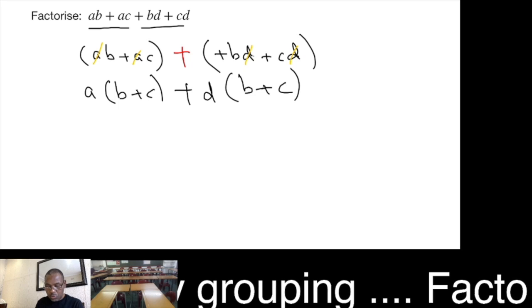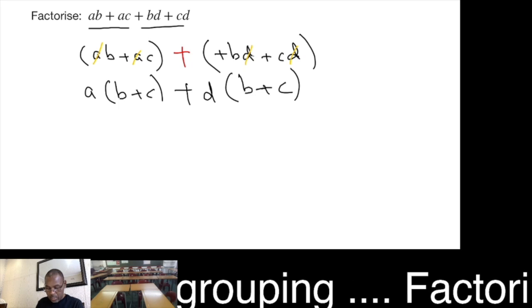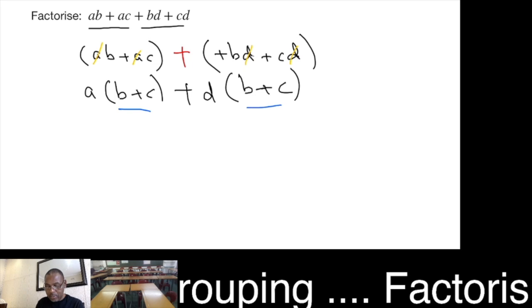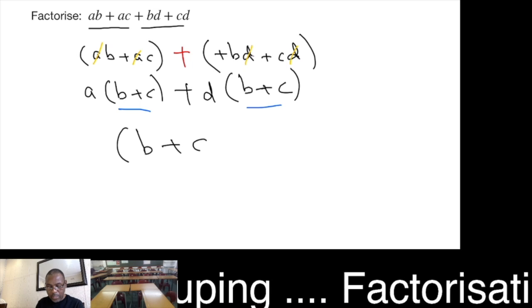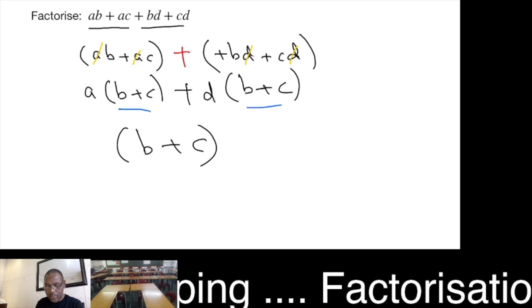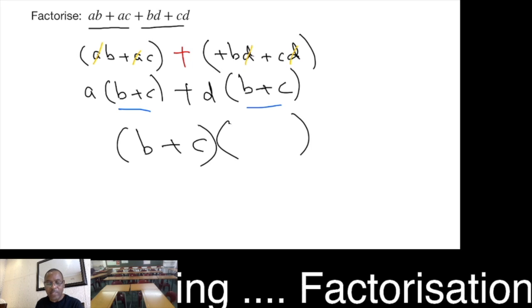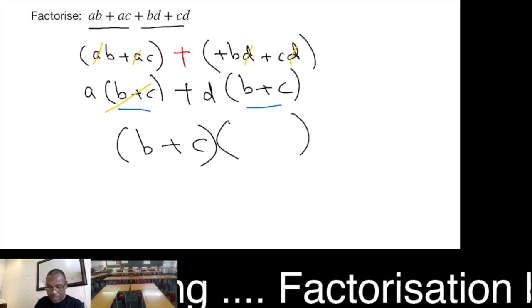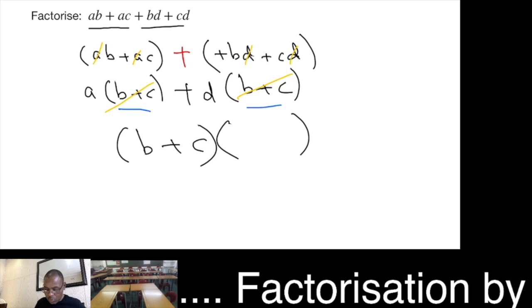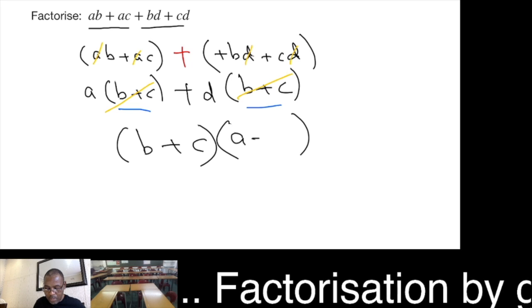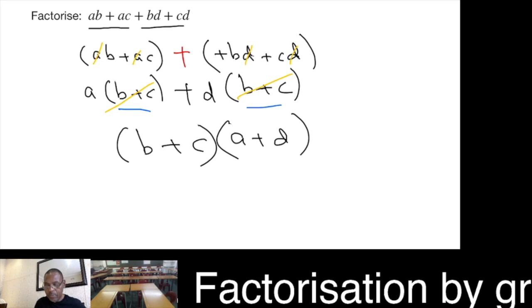Now compare the 2 terms that we have now. Clearly, B plus C is now common. So we write B plus C in its own bracket somewhere out there. Draw another set of brackets. Remember, B plus C is common, so it has been moved outside. So what will remain within there now is A plus D.